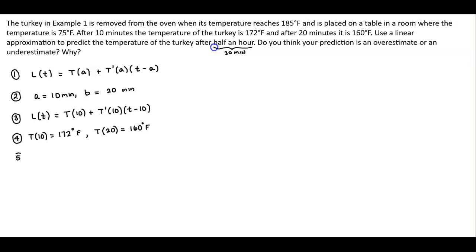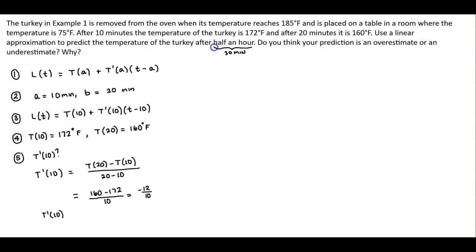So now we're going to find the slope. What we're looking for is T prime of t, so we're looking for the slope. What's the formula for it? Well, we know that T prime of t is going to equal T of 20 minus T of 10, all over 20 minus 10. If we plug that in, we have 160 minus 172 all over 20 minus 10, which is 10, which gives us negative 12 over 10. And so therefore we can say that the slope T prime of t is going to equal negative 1.2.